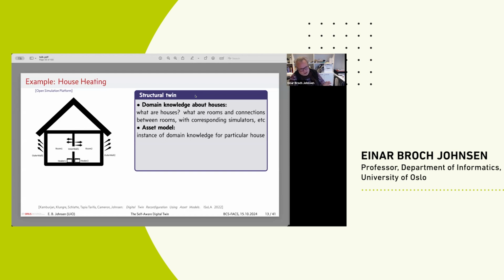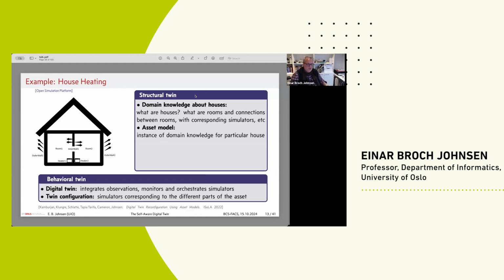And then we have the asset model, which describes this specific house. So here we are seeing a house with 2 rooms. There's one inner wall, there's one heater in each room, there's an outer wall on each side and so on. And then we have a behavioral twin, and this behavioral twin will then integrate observations. So for example, temperature readings from the house, monitors that monitor the configuration of the twin, and it will also orchestrate simulators. So we are going to use simulators to control the temperature settings of these heaters. So the twin configuration now consists of a number of simulators corresponding to the different parts of this asset.